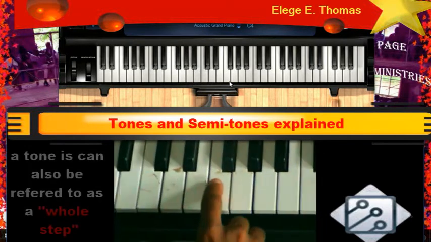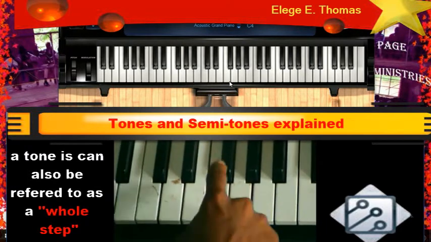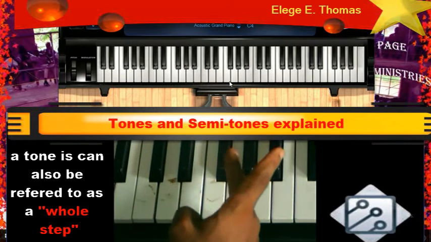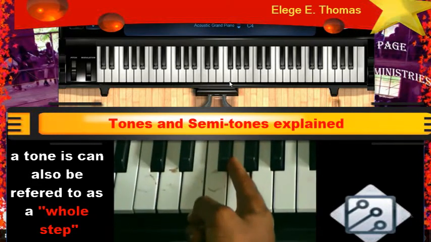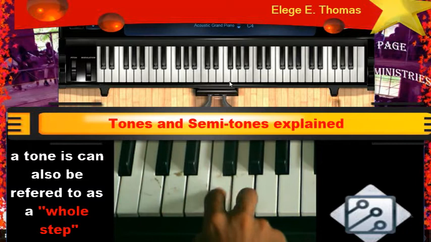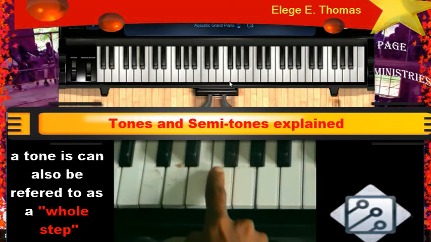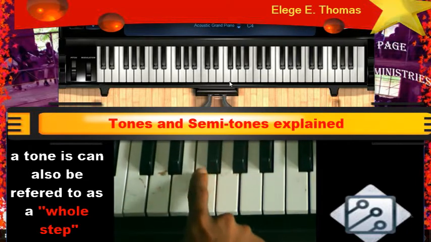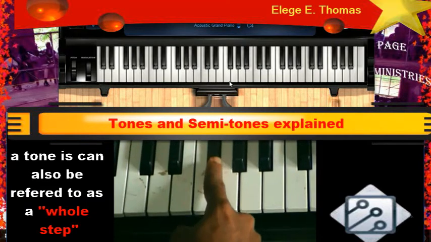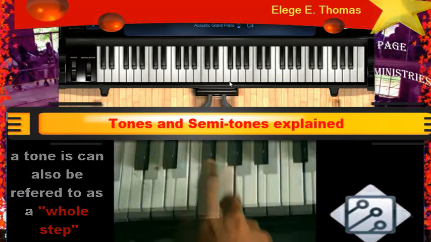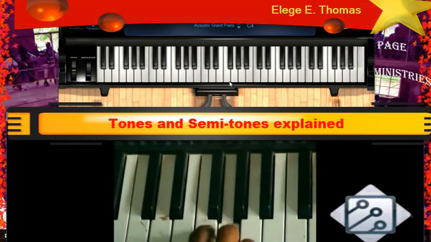So the distance between this to this is a semitone. Now the distance between this key to the next key is another semitone. So that means the distance between this key to this is a semitone, and from here to this another semitone. So the distance between this key to this key is a complete tone.